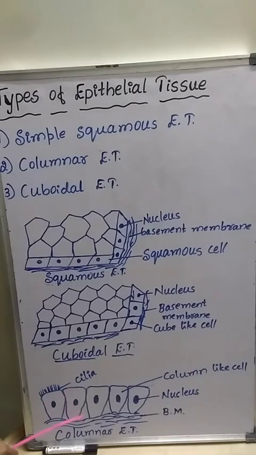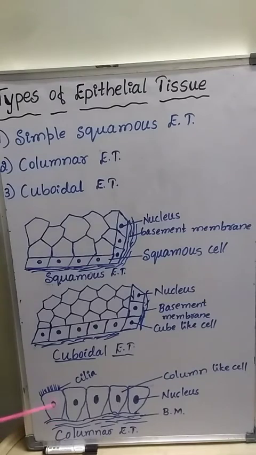Broad base and narrow apex. Like this, one end is broad and another end is narrow. Broad and narrow regions are present and it is column-like. The cells of columnar epithelial tissues are column-like or pillar-like, and the cells are compactly arranged.